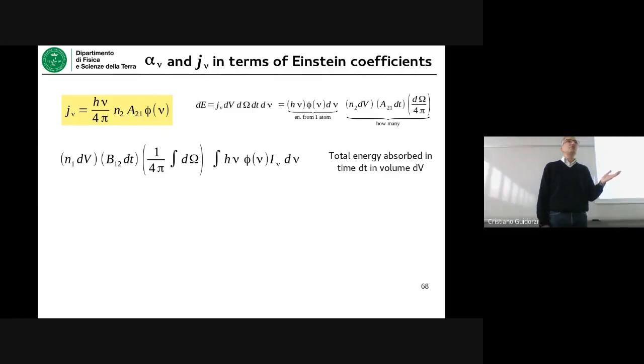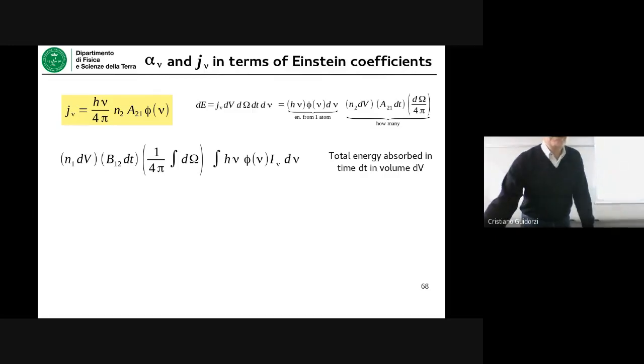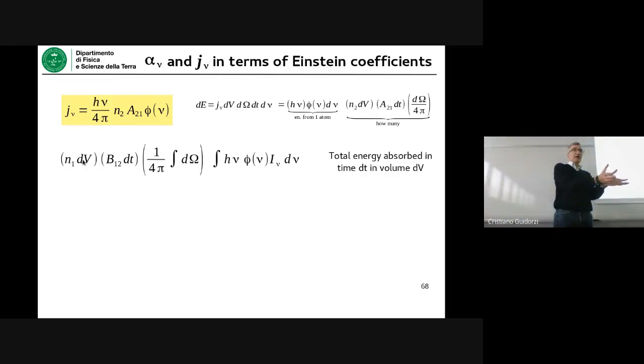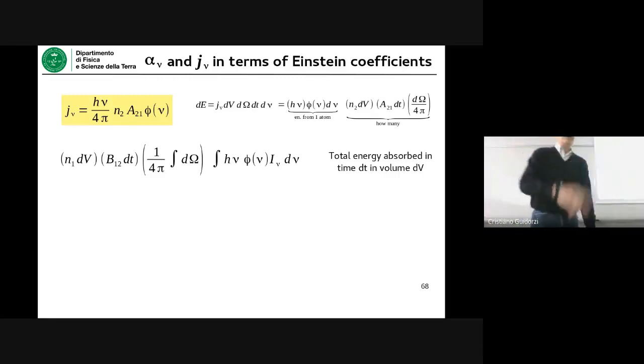Well, I have to make a transition from 1 to 2, so I will focus just on atoms in level 1. The number density of them is N1, so N1 times dV is the number of atoms I have in level 1 in volume dV. Now I have to work out the probability for each of them to make a transition thanks to absorption. Following the definition, B12 times J nu is the probability per unit time. So B12 dt gives the probability in the time dt, times J nu.